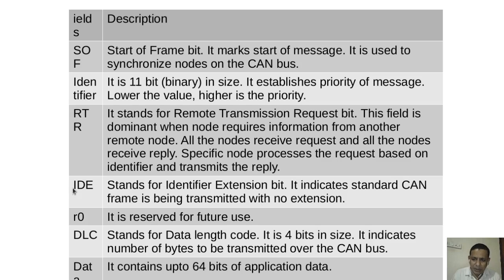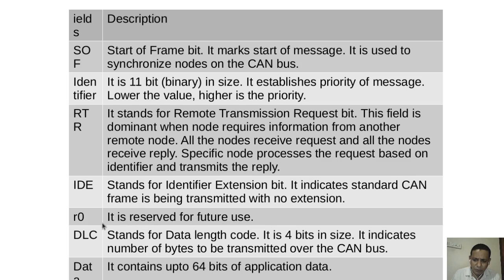Then the next bit is the IDE. So this is the identifier extension bit, which decides whether it is a standard frame or an extended frame. That we have seen. Then the next bit is R0. It is reserved for future use.